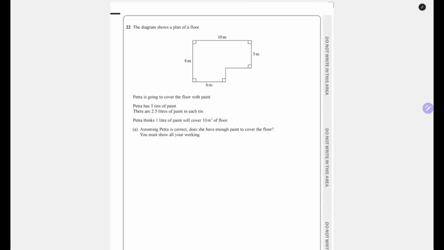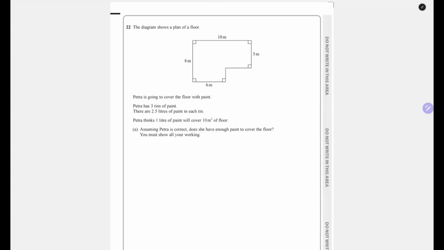Question 22 says, the diagram shows a plan of a floor. Petra is going to cover the floor with paint. Petra has 3 tins of paint. There are 2.5 litres of paint in each tin. Petra thinks that 1 litre of paint will cover 10 meters squared of floor. Assuming Petra is correct, does she have enough paint to cover the floor? You must show all your working.